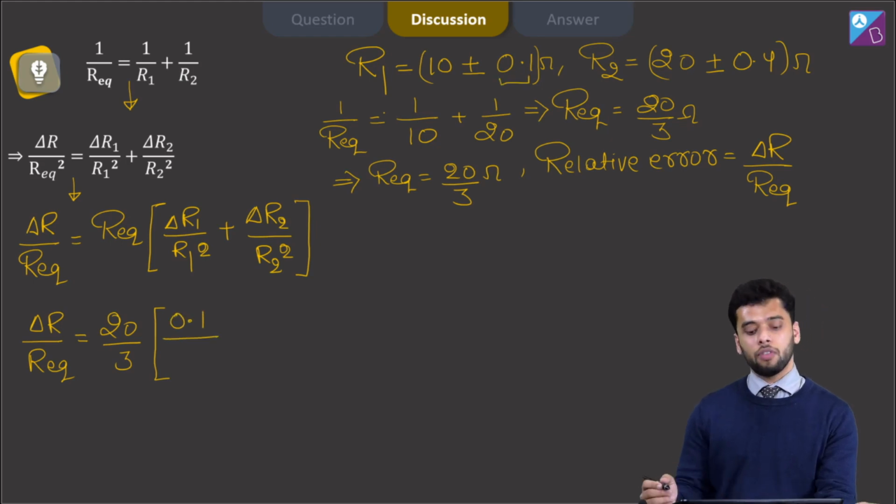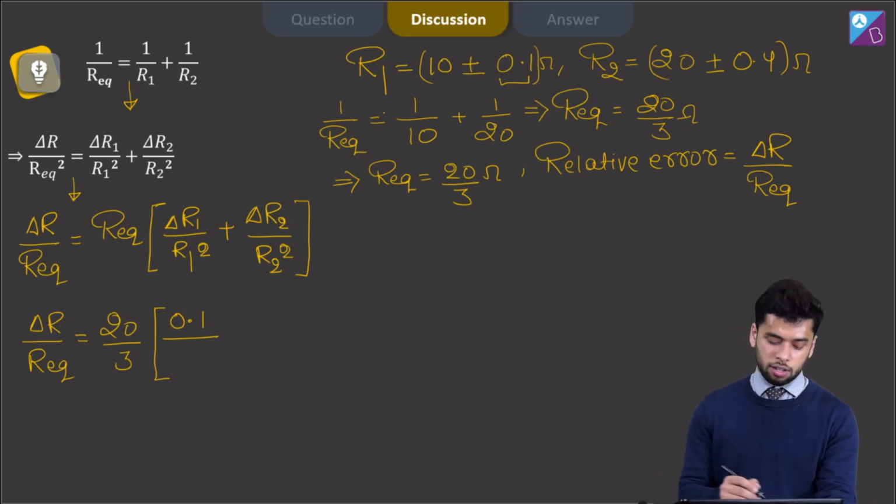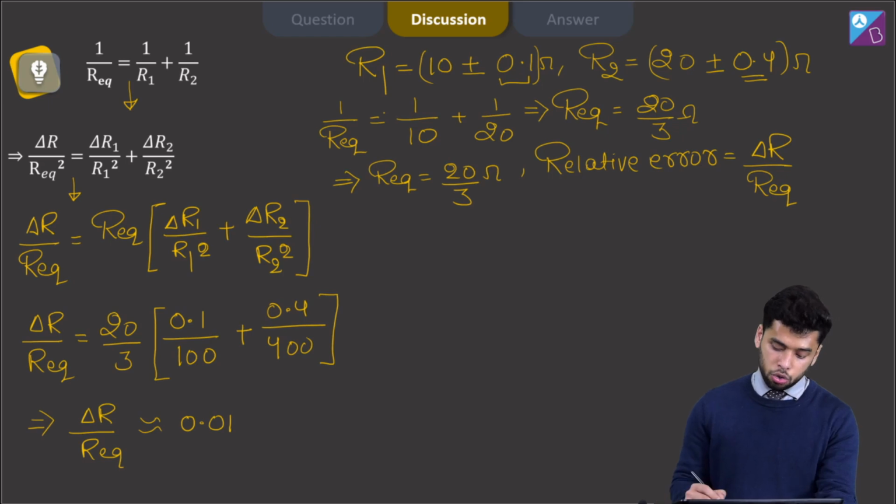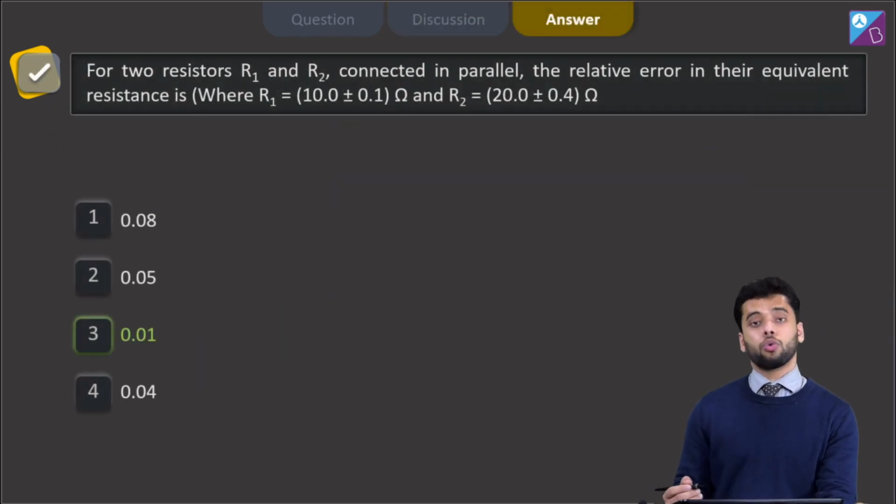What is the value of R1? It is 10. So square of 10 is 100. And what is the value of delta R2? It is 0.4. So we put the value as 0.4. What is the value of R2? It is 20. So the square is 400, right? Now as we calculate this, delta R upon R equivalent is roughly equal to 0.01, right? So the answer to this question is the third option, which is 0.01.